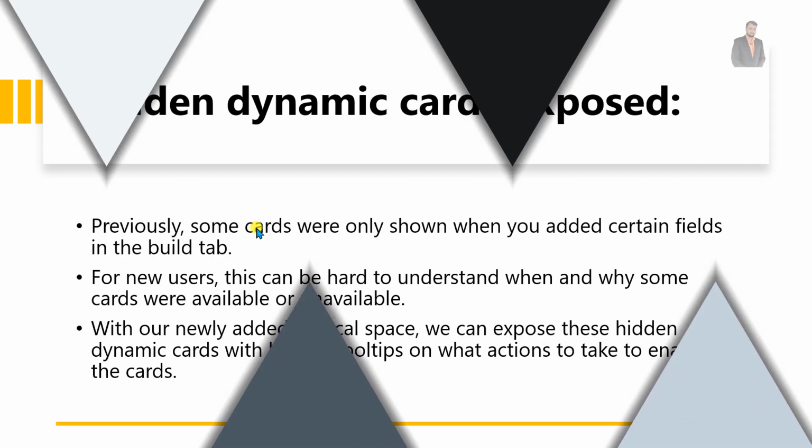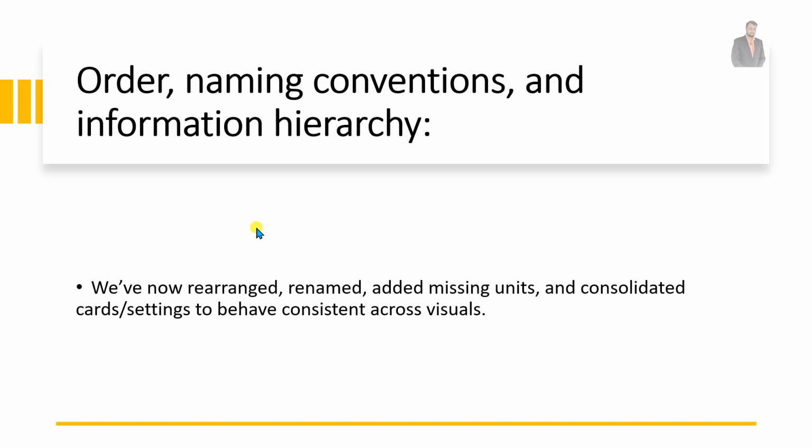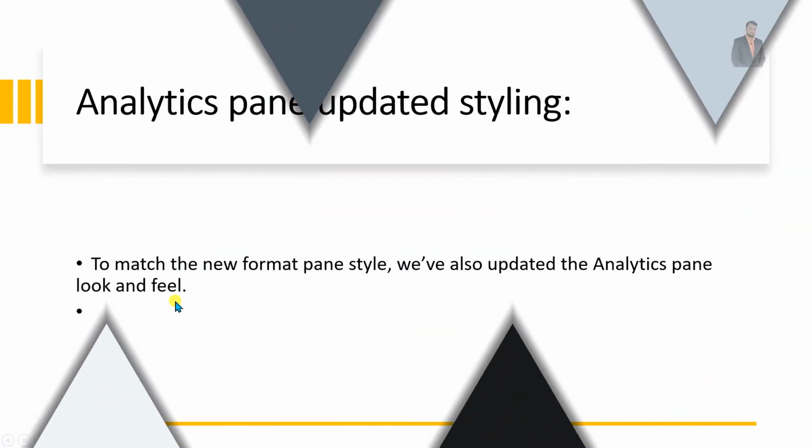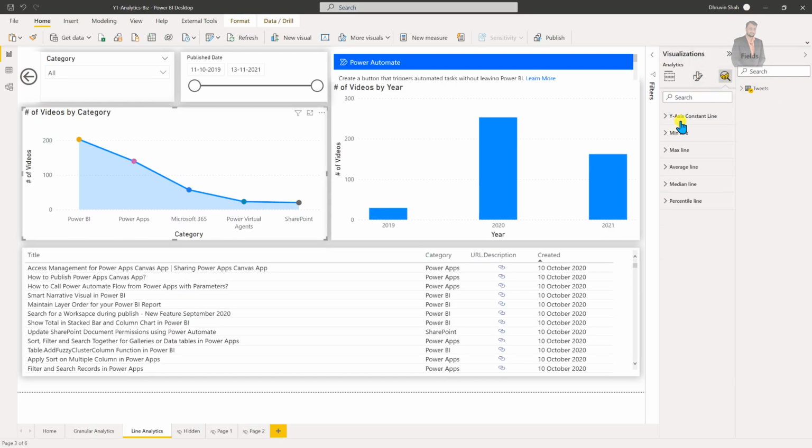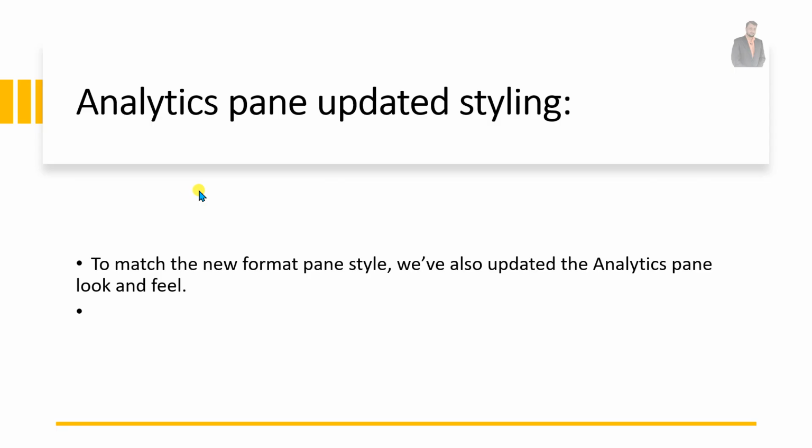So this is the same thing. Another important update is around order, naming convention, and information hierarchy. Microsoft has rearranged, renamed, and added missing units and consolidated settings to behave consistently across all the visuals. Also, there is one more enhancement around the analytics pane. Microsoft has introduced the new format pane style for the analytics pane as well. So it has a similar style to the format pane. So these are all the important enhancements that have been done for the new format pane.